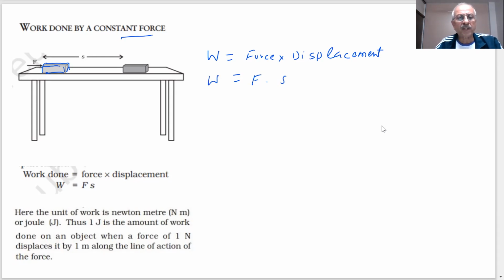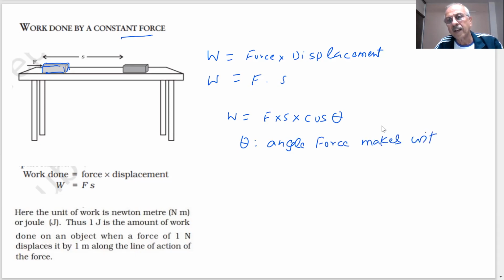This is the simplest case, students. Here we have shown you that the force is applied in the same direction as the displacement. But we have shown you earlier that if the force makes an angle theta with the displacement, then the work formula is F into S into cos theta, where theta is the angle which the force makes with the direction of the displacement. Am I right? Okay.